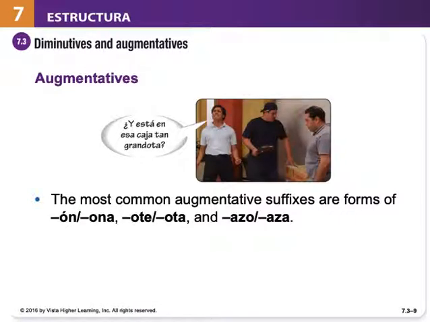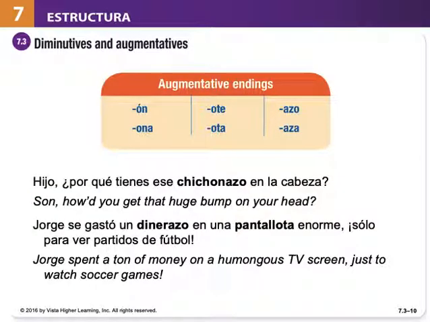Aumentatives. The most common aumentative suffixes are forms of on, ona, ote, ota, and aso, asa. On, ona, ote, ota y aso, asa.